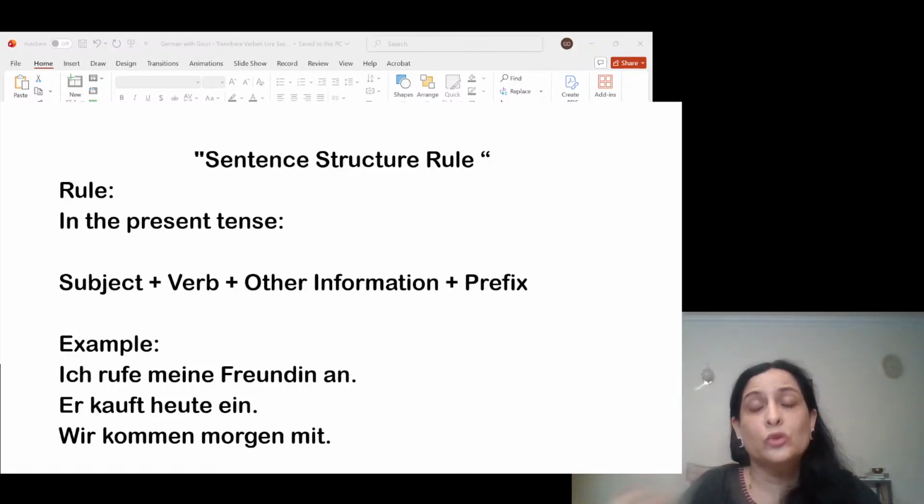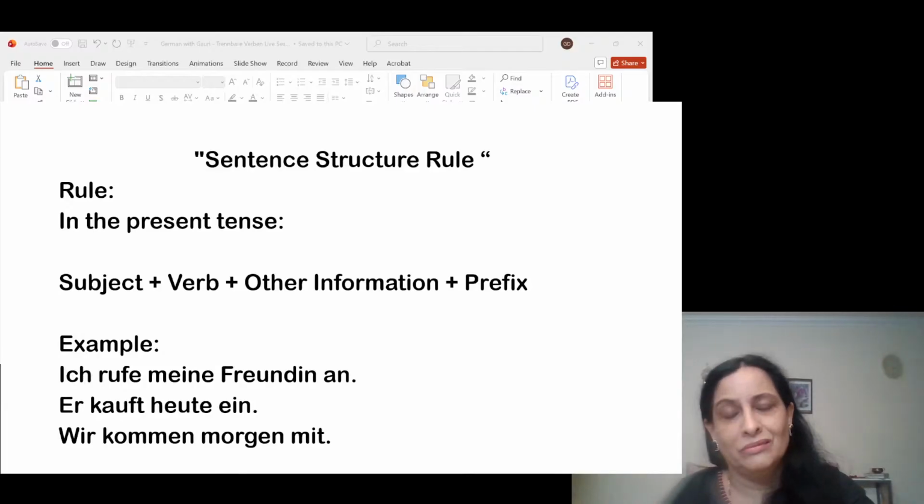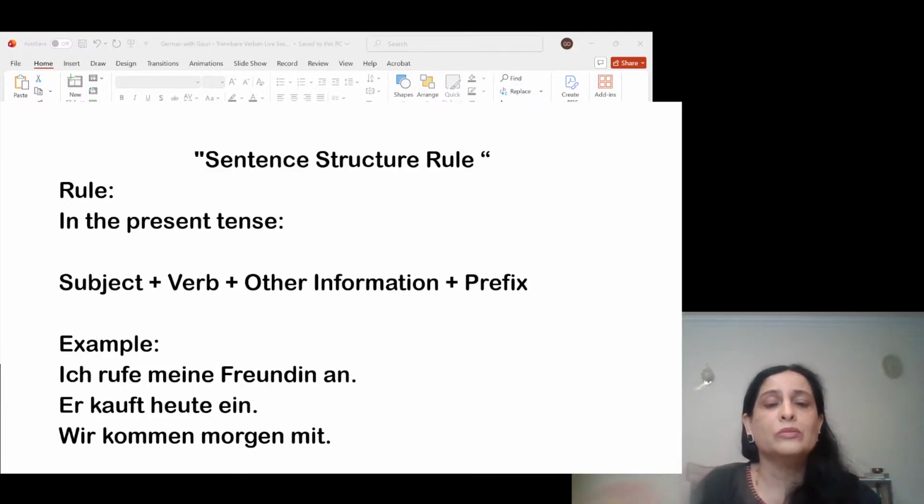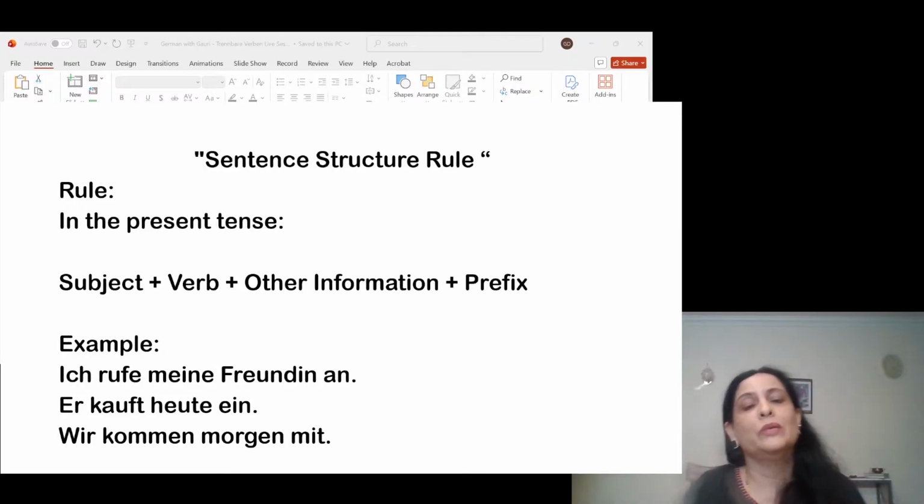Tomorrow we are coming together. Mit common. So the main separable verb is mit common and we are splitting it into two parts. Okay. So I hope this is clear with you.